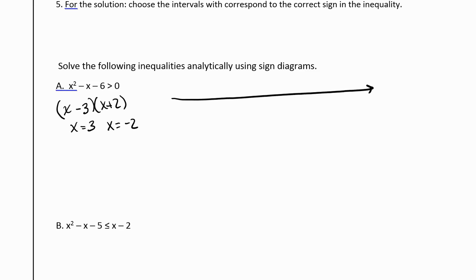So we're going to make our number line. We call this the sign diagram. And we're going to put negative 2 and 3 on it, and we're going to put zeros above them. So we know those are our zeros.